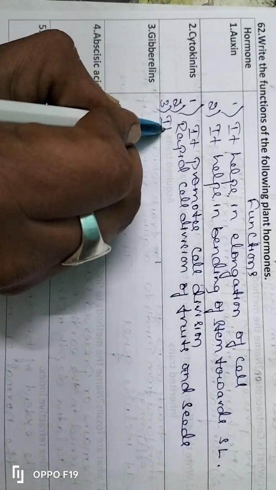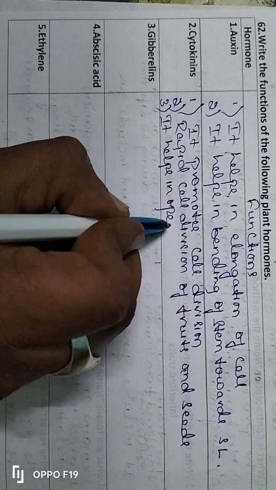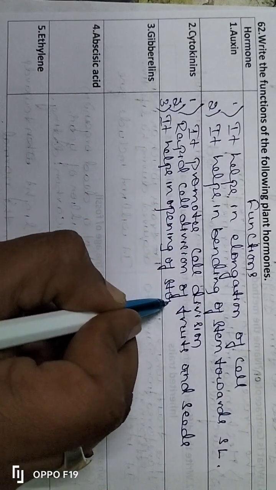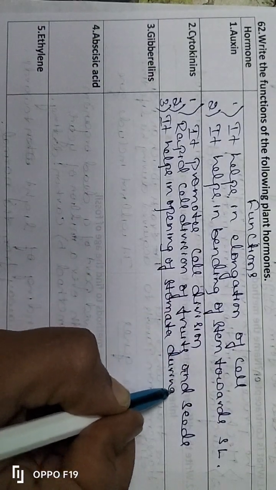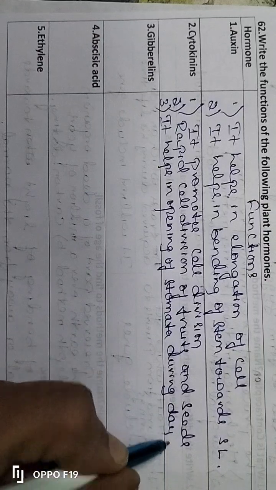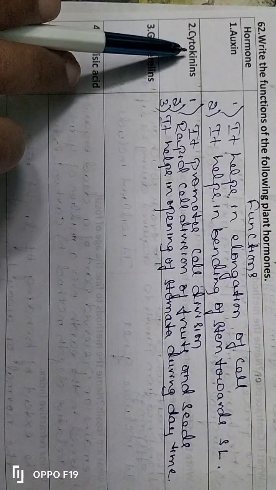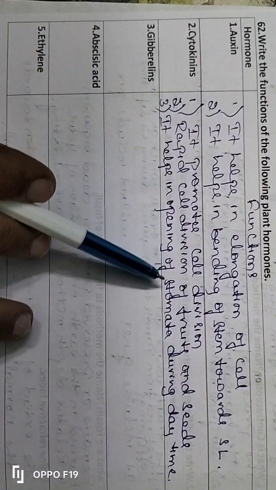And the third function is that it helps in opening of stomata during daytime. These are the three functions of cytokinins. It promotes cell division. Second, it promotes rapid cell division of fruits and seeds. Third, it helps in opening of stomata during daytime.